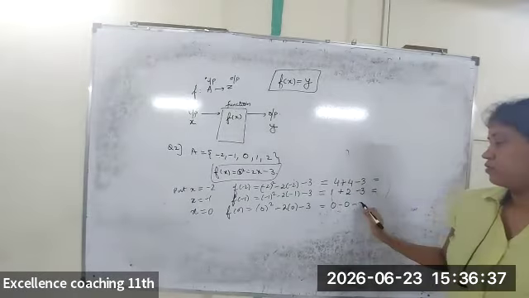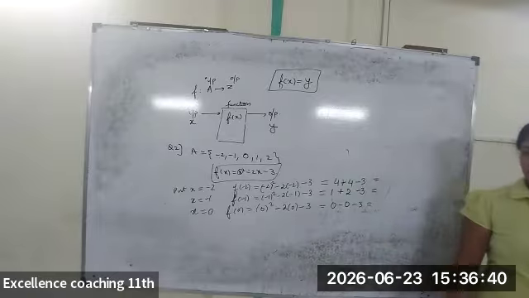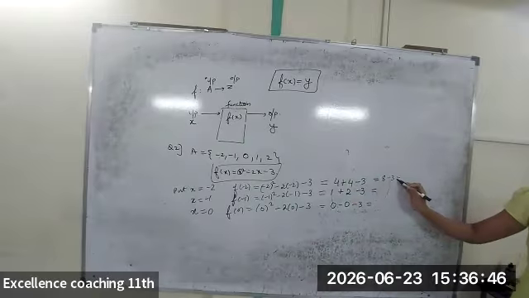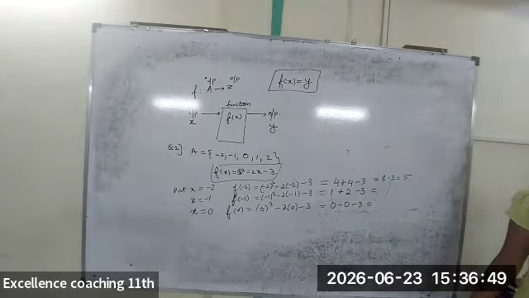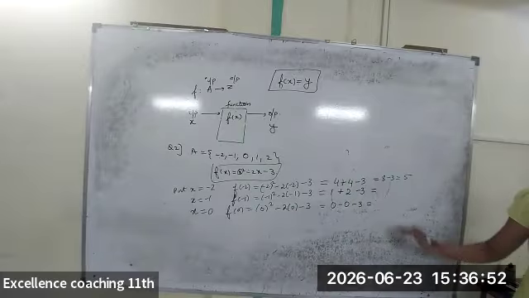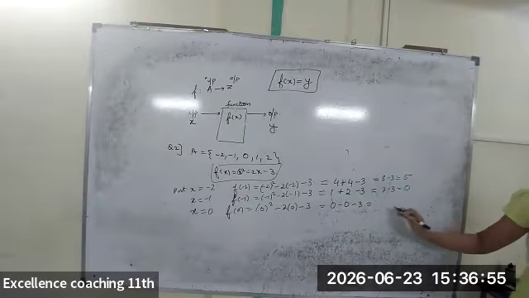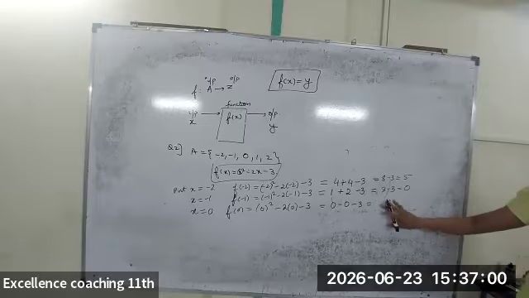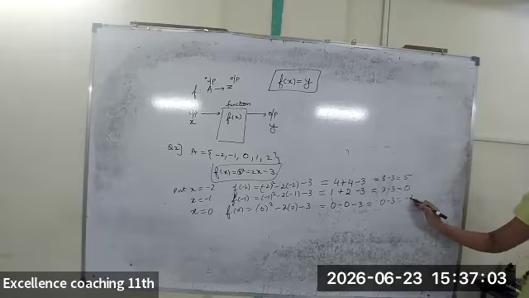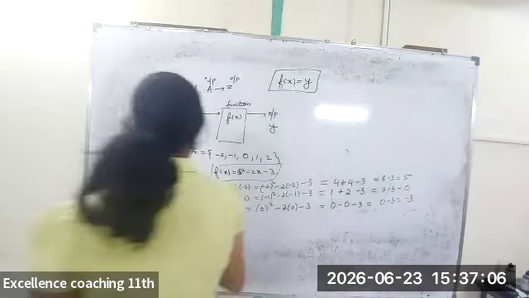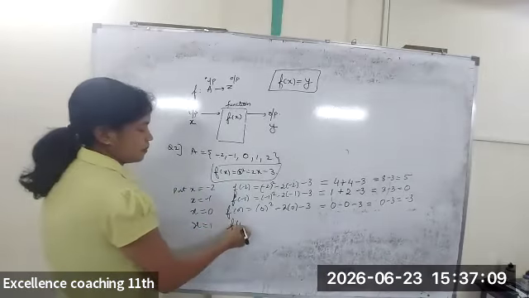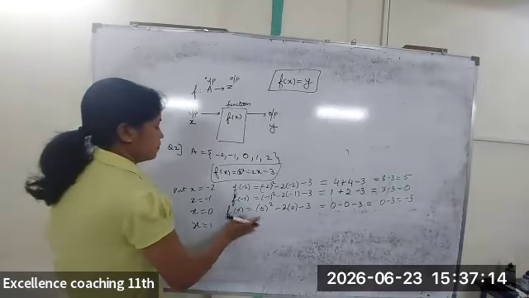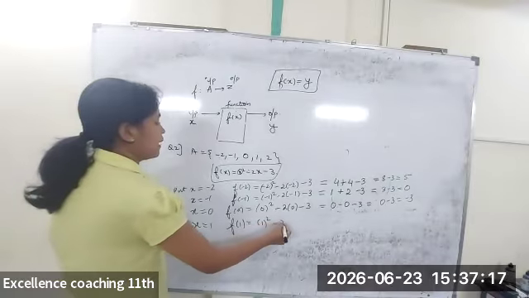Two into 0 is 0. Four plus 4 is 8. 8 minus 3 will be 5. Then 0 minus 3 will become -3. Then continue. x equals 1. Use brackets. Make a habit of using brackets.